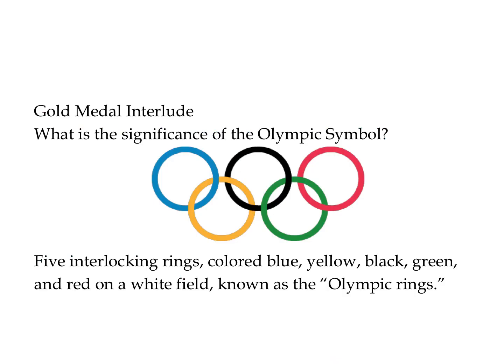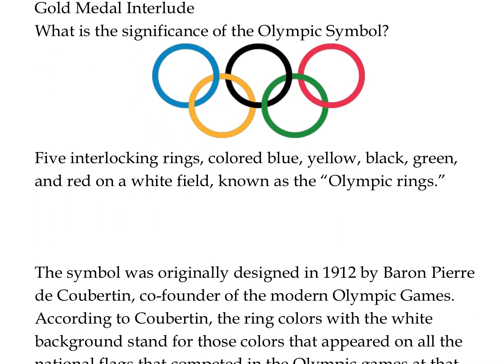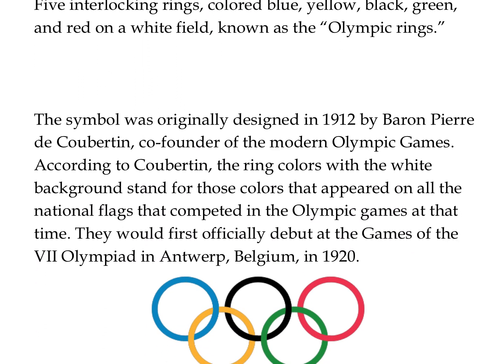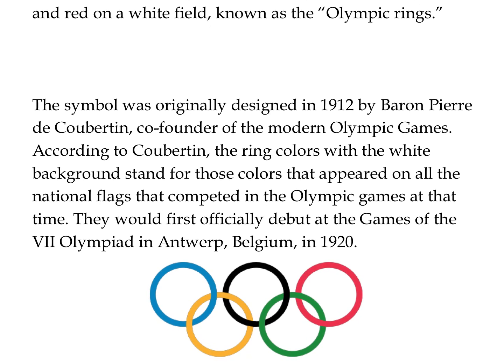All right, before we see another example and apply some of this, let's see a little trivia, a gold medal interlude. I'm going to break here with the Olympic symbol you see there. What's the significance of those 5 interlocking rings that we see so often, the Olympic rings? Well, it was originally designed in 1912 by the co-founder of the modern Olympic Games, Baron Pierre de Coubertin.